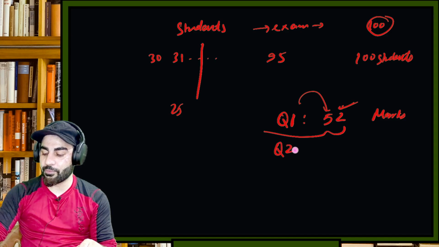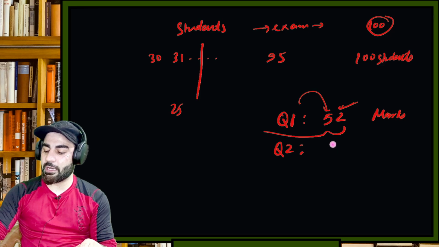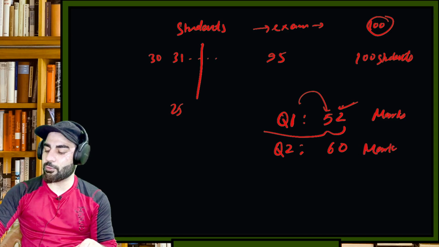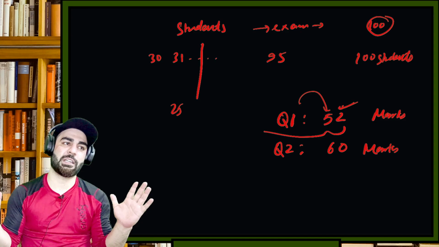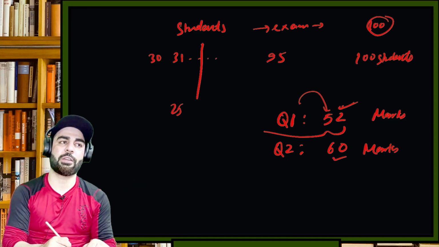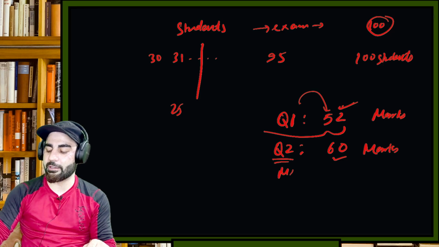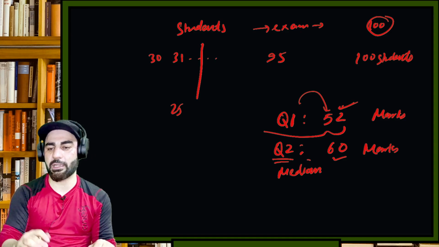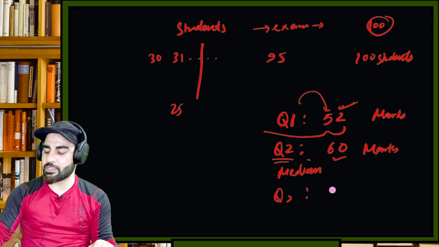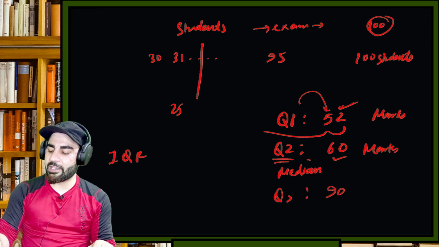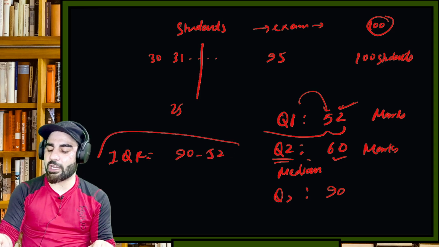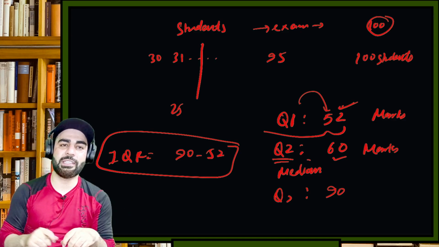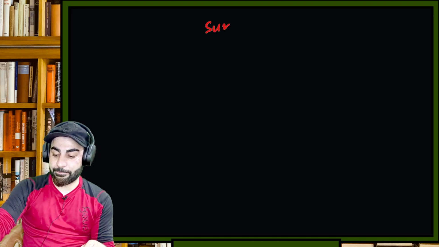Accordingly, let's suppose Q2, quartile 2, that's 50%, is 60. That means 60 marks is quartile 2, meaning 50% of the students got marks less than or equal to 60, and this is usually also called the median. Similarly you can see quartile 3 and quartile 4. Let's suppose Q3 is 90. Then IQR, the interquartile range, is 90 minus 52. All of these things try to somehow summarize the data.